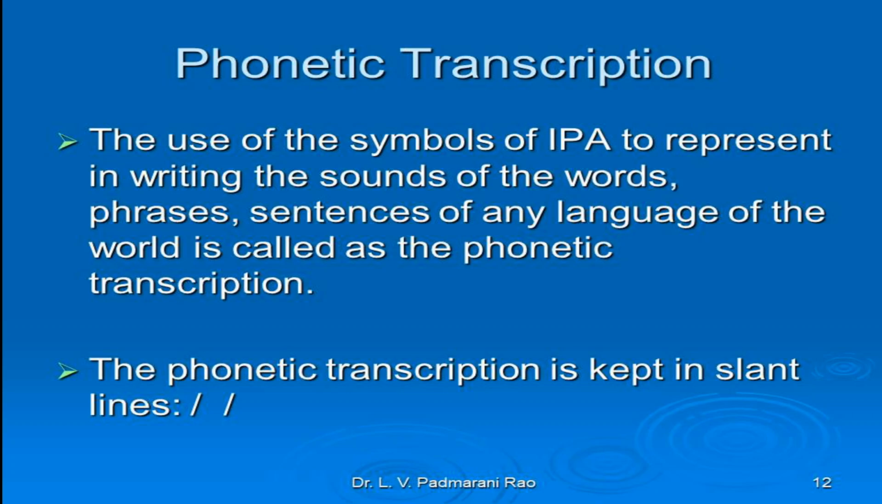Approximately 80 sounds have been identified by analyzing the world languages, of which English uses only 44 sounds. Every language selects what sounds are to be used in that particular language. The use of IPA, International Phonetic Alphabet, to represent in writing the sounds related to the words or phrases or sentences of any language of the world is called the phonetic transcription. The phonetic transcription is normally kept in the slant lines, as we have been already acquainted.